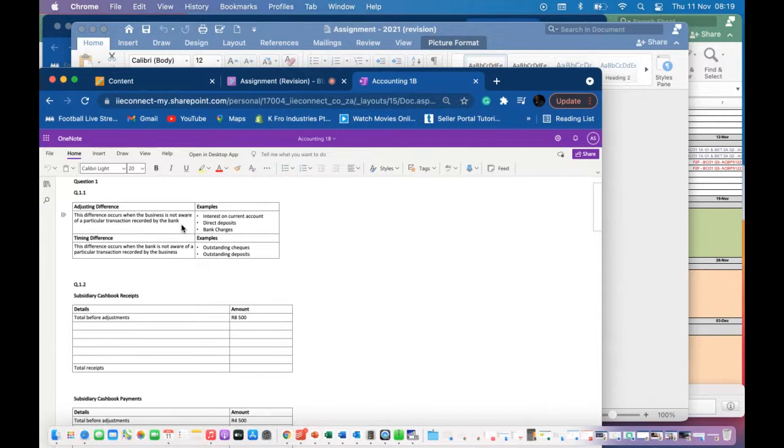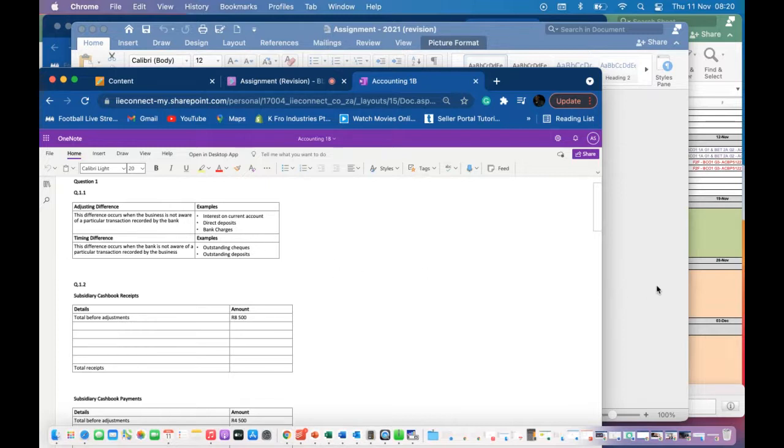A timing difference is the exact opposite. This is a difference where the bank is not aware of a certain transaction because maybe you have an outstanding check. Maybe it wasn't deposited in time, or it hasn't yet reflected. It's still being transferred, that type of thing. So those are the type of timing differences that could occur. It's an outstanding check or an outstanding deposit. That's a quick and easy way to think of it.